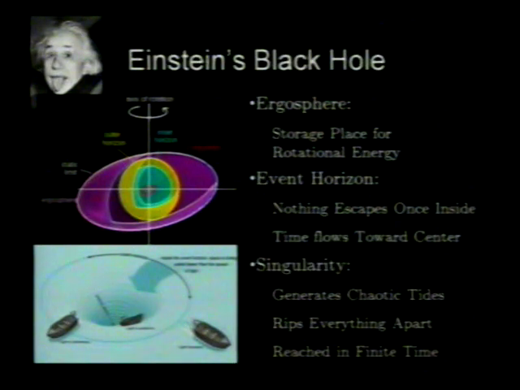Now, once you're inside the event horizon, you fall in. And that's because your motorboat can't go any faster. It's going no faster than the speed of light.